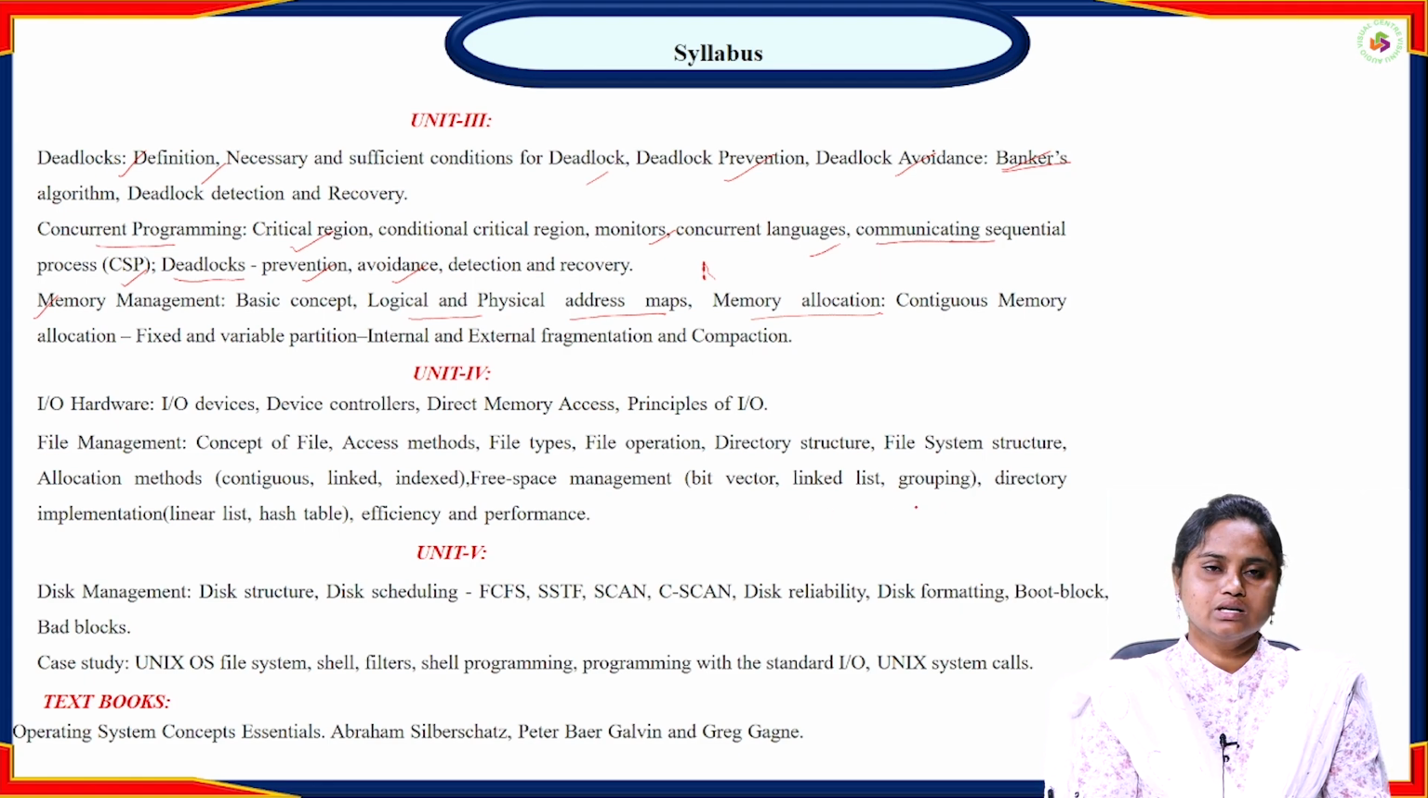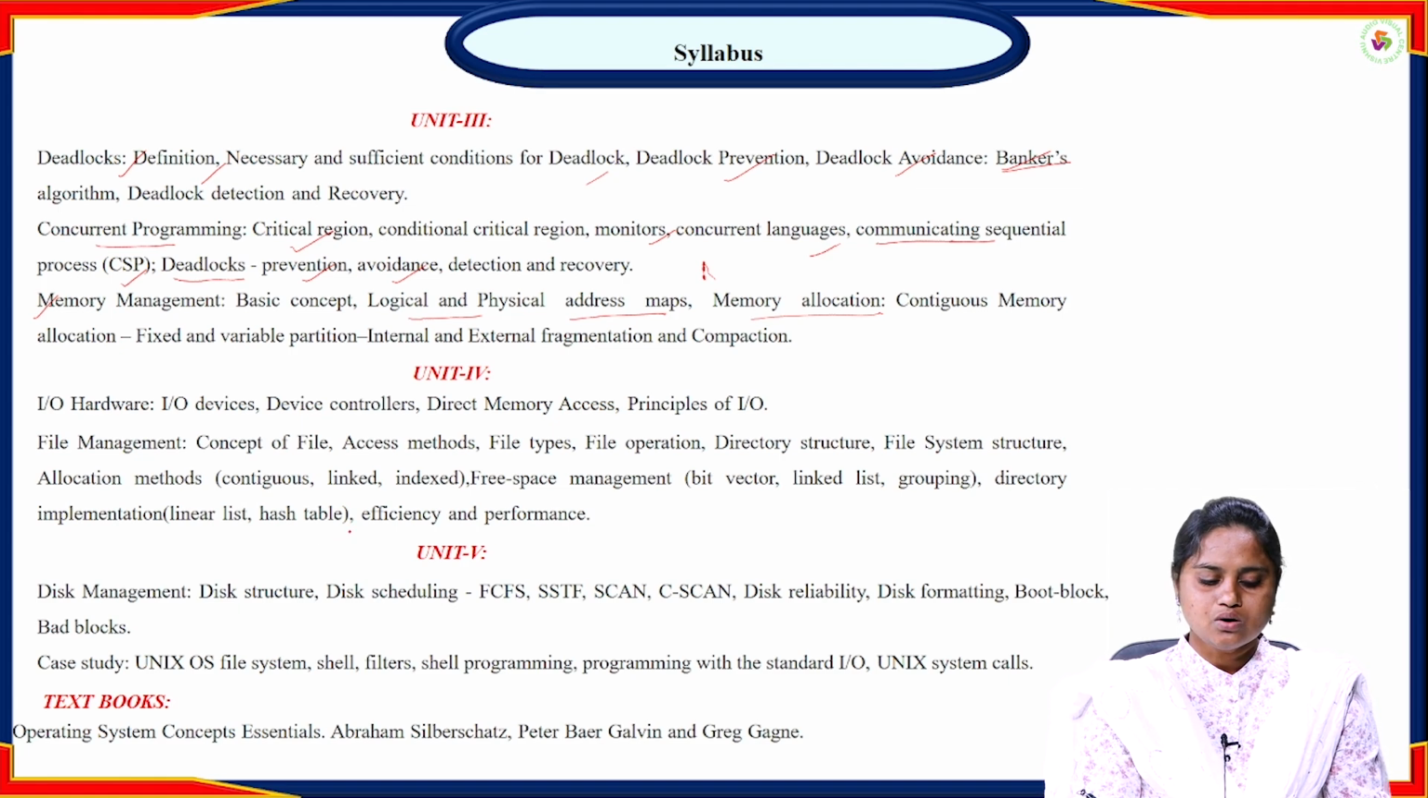And after that we have directory implementation. Why? Because if you want to store any data, any kind of file, we need to implement directories, so that directories save some space, some memory. Here also we are using two kinds of directory implementation: one is linear list implementation, and the second one is hash table.